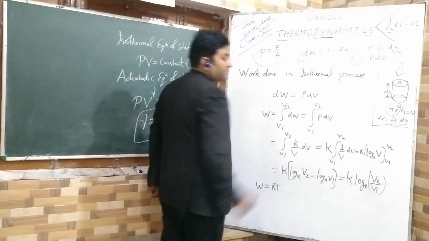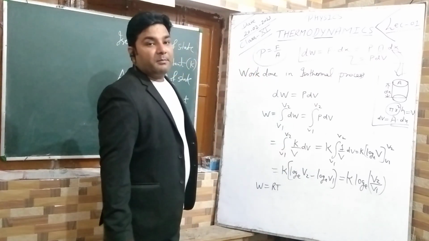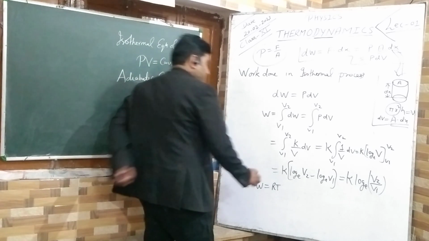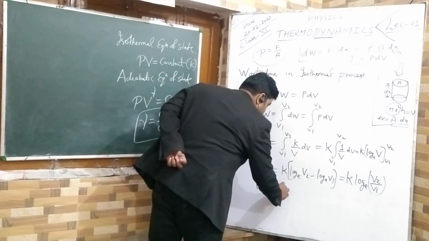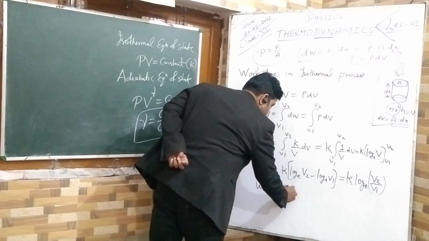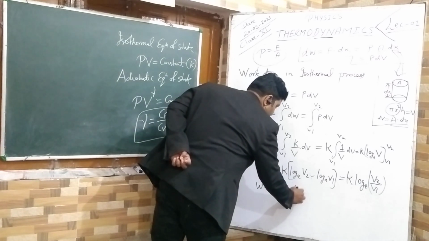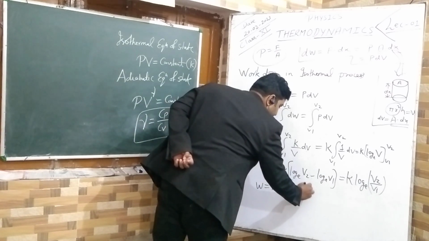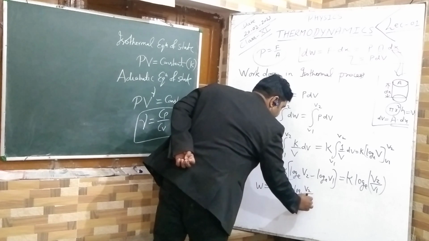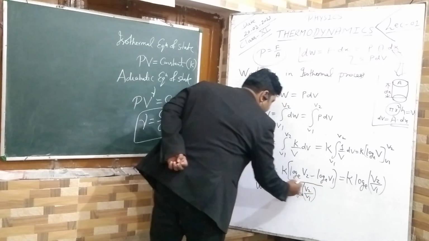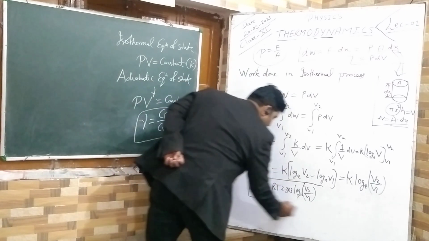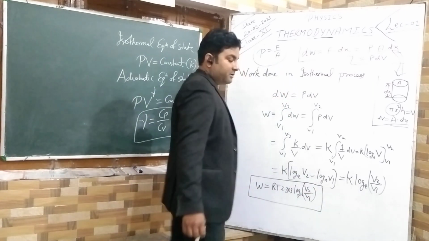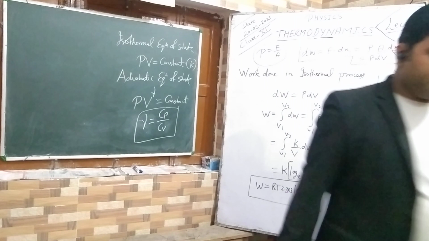RT, and that particular log e in terms of common log, then 2.303 log to the base 10 V2 upon V1. Clear? This is the work done formula. Just note down this one, very important, very easy formula.